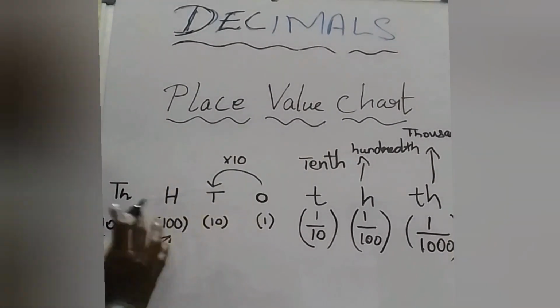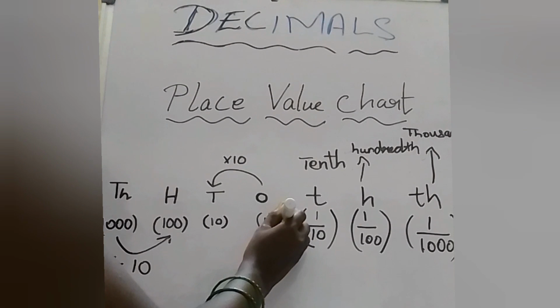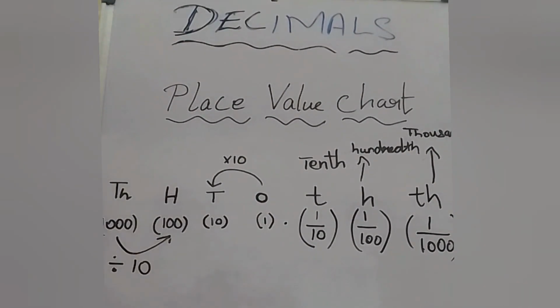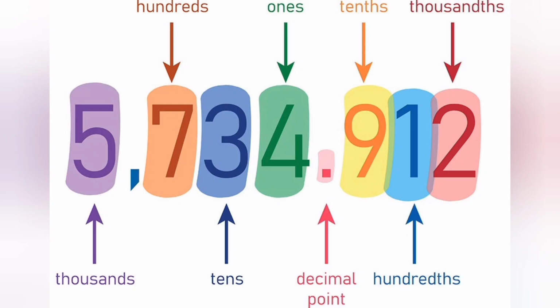Now between these two parts I'm going to keep a dot, and that gives the decimal. This is the decimal. How to read a decimal number? The same example we see: 5734.912. For the whole number, we give the place value and read it, that is 5734.